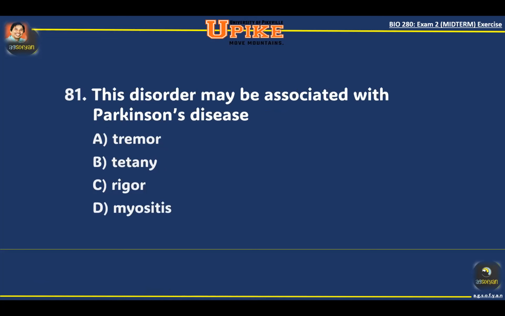This disorder may be associated with Parkinson's disease. So Parkinson's disease, what happens? They're unable to control their muscle movement. So they have the tremor, always moving their muscles.